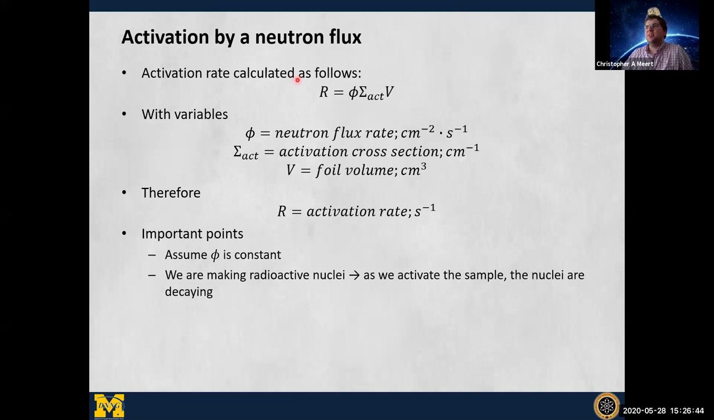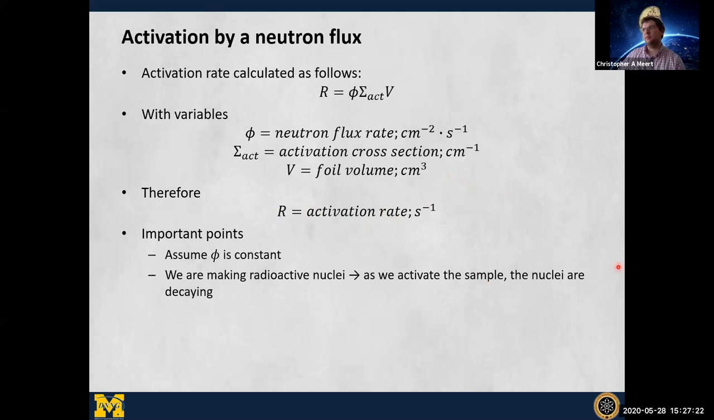The general equation for an activation rate is R equals flux times activation cross section times foil volume. So in this example, we say we don't know the neutron flux. So we're going to use a well-characterized sample. So an activation cross-section, remember that from the neutron lecture. And then a foil volume. People usually manufacture these foils with very high precision, so you'll have a good idea of all the dimensions and therefore a good idea of the volume. And so doing these calculations, you'll get an activation rate that is on a per second basis.